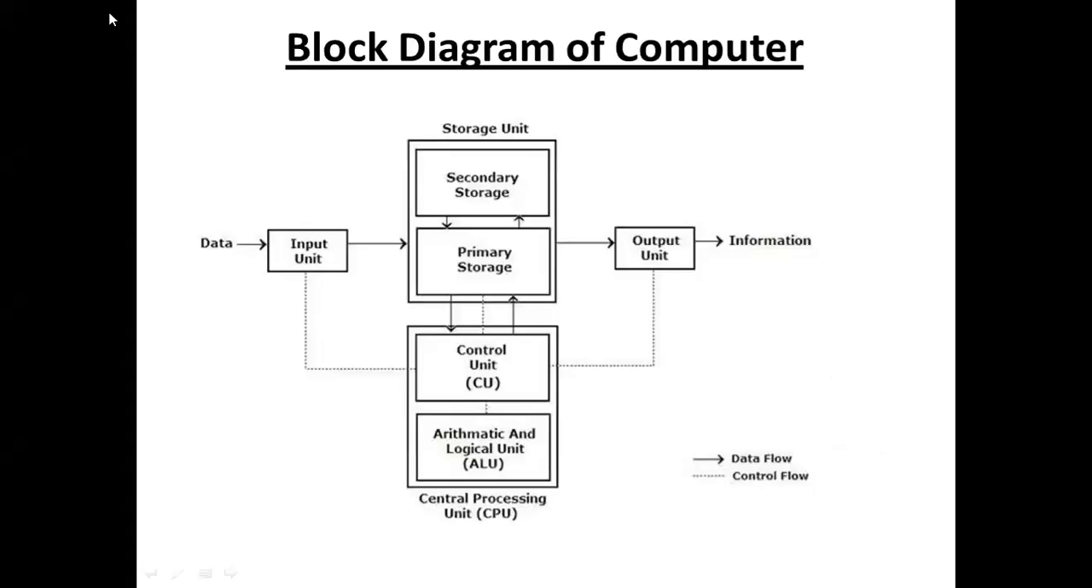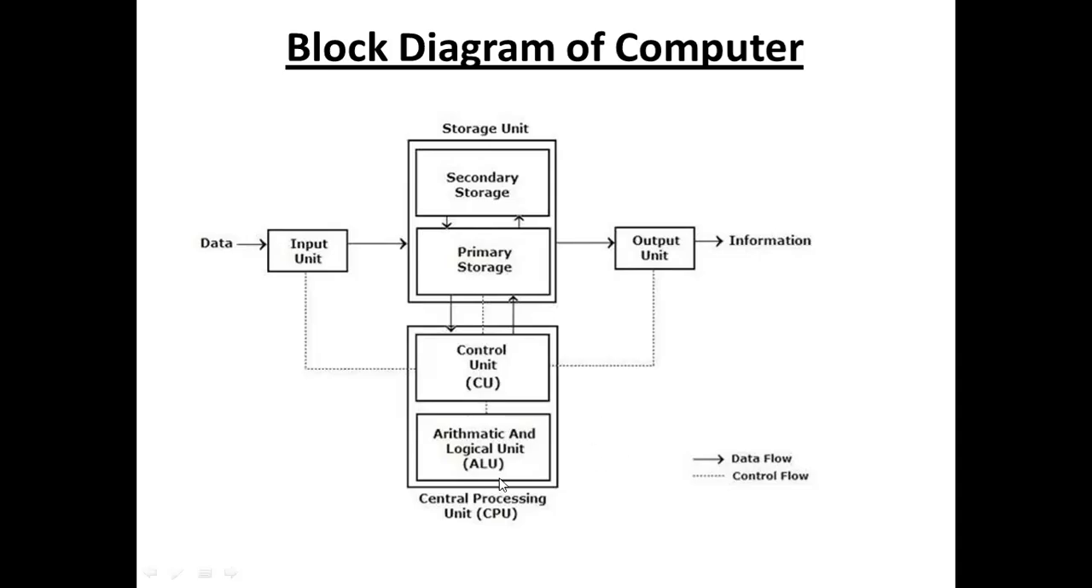This is the block diagram of a computer. First, the input unit. The input unit is taking the data. Data means instructions, commands from the user. Then it has a storage unit, and the storage unit has two types of memory: primary storage and secondary storage. And we have one control unit that is controlling the entire block diagram. We have an arithmetic logic unit, called ALU, where we can perform mathematical and logical operations.